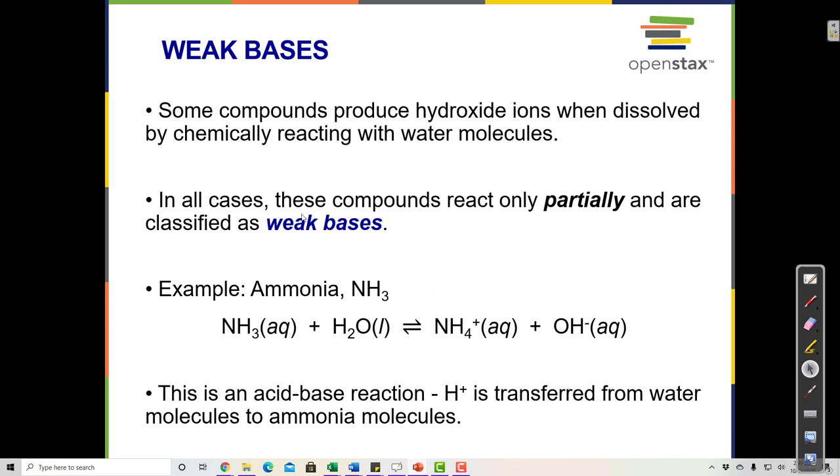And just like strong acids and weak acids, I have strong bases and weak bases. A weak base is analogous to a weak acid, in which case I'll have, for example, 99% ammonia, 99% water, and 1% ammonium, and 1% hydroxide. So in a weak base, I only have 1% of OH-. Most of my base is still unreacted. Most of it didn't do anything.